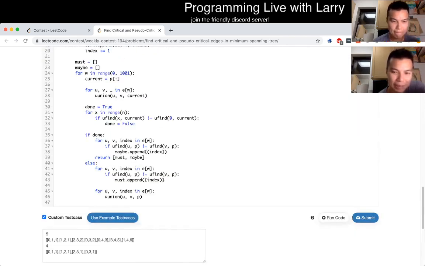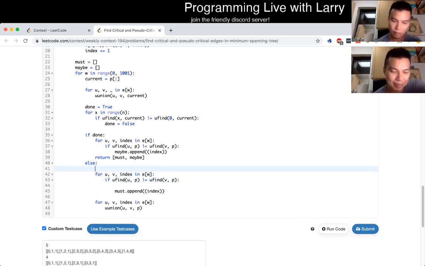But I do get the right answer, and I can't really prove it wrong. Let's see what Larry does here. So the case that I was trying to figure out, and how to handle, is I thought that there may be a case where when you add an edge, it might not be necessary.